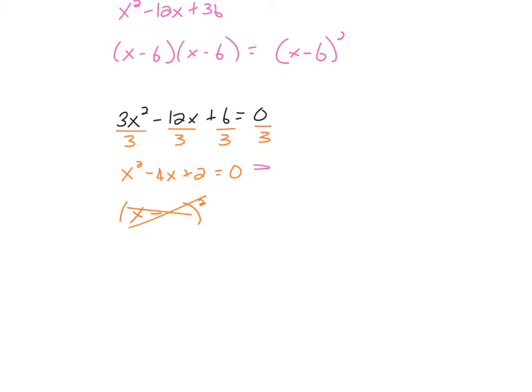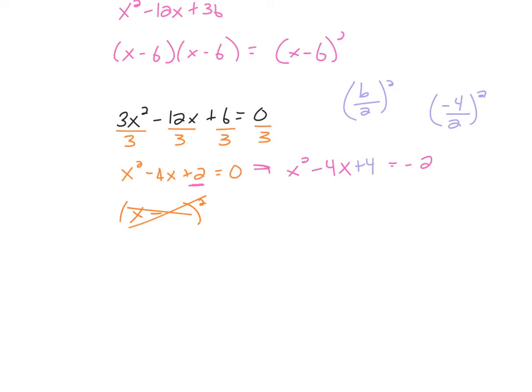So I'm going to take this trinomial and move my c, my positive 2, to the right. So this has become x squared minus 4x equals negative 2. Now I'm going to take my b and do the process that I did before. Negative 4 divided by 2, squared. So b divided by 2, squared. Negative 4 divided by 2 is negative 2. Negative 2 squared is positive 4.